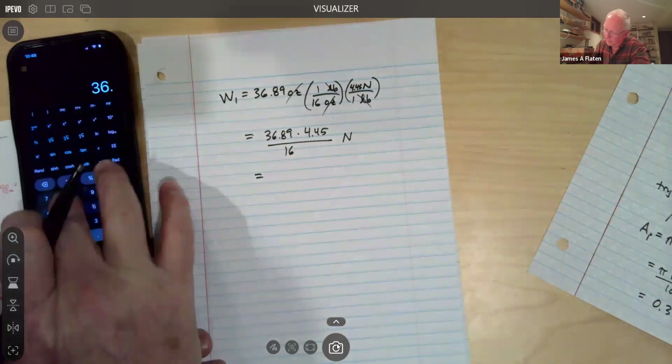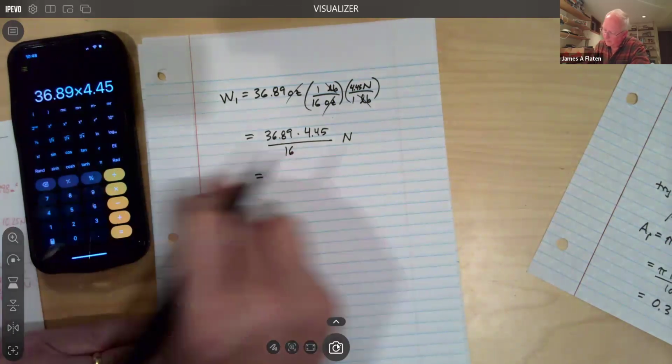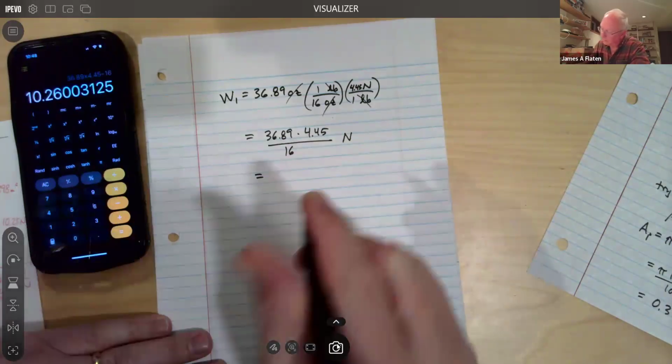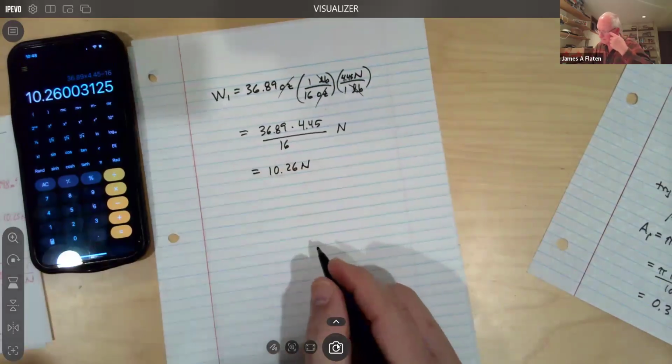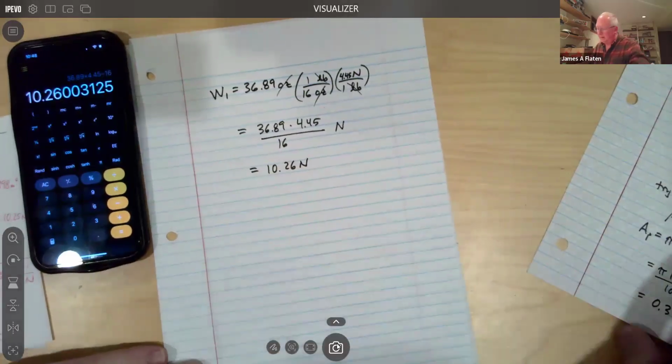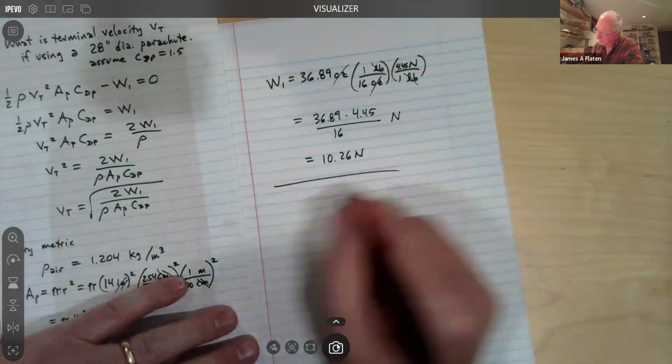Here we go, 36.89 times 4.45 divided by 16 equals 10.26 newtons. Good. Now I just need to return to this equation. So here we go.